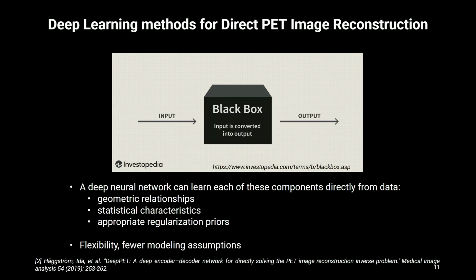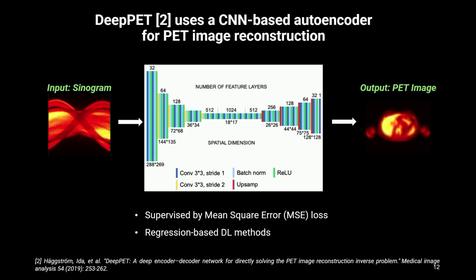So that's where deep learning techniques come in. We can think of the deep learning method as a magic black box. We just need to use a deep neural network. We can learn all of these components directly from the data. Like we can learn the geometric relationships, statistical characteristics, and appropriate regularization priors by just using a deep learning model. And also we have greater flexibility and need fewer modeling assumptions.